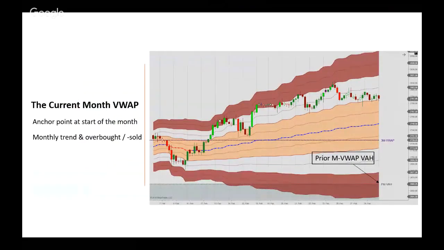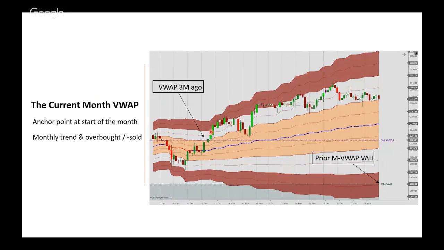Here we have the monthly VWAP on a 240-minute chart of the ES. The VWAP is here anchored at the start of the month. Can't really see that in the screenshot here, but it's anchored at the beginning of the month, or the first day of the month. And what we see here is the premium version. So we have the month here starting well above the prior month value area high. And then we had resistance here from the VWAP of 3 months ago.